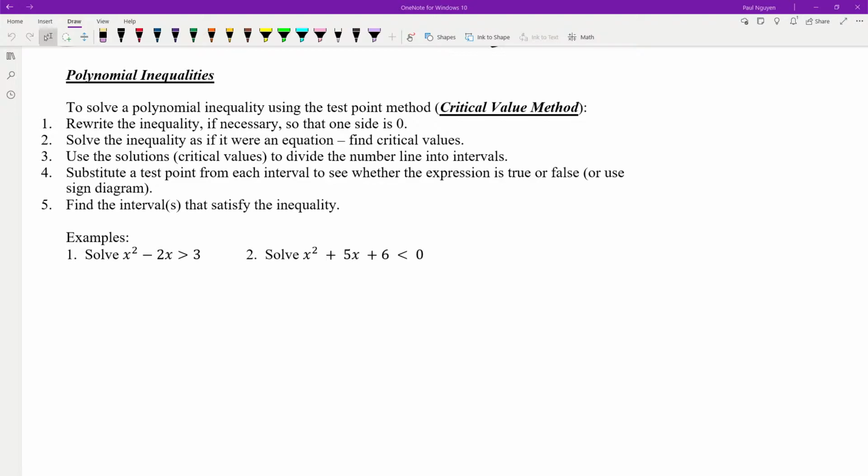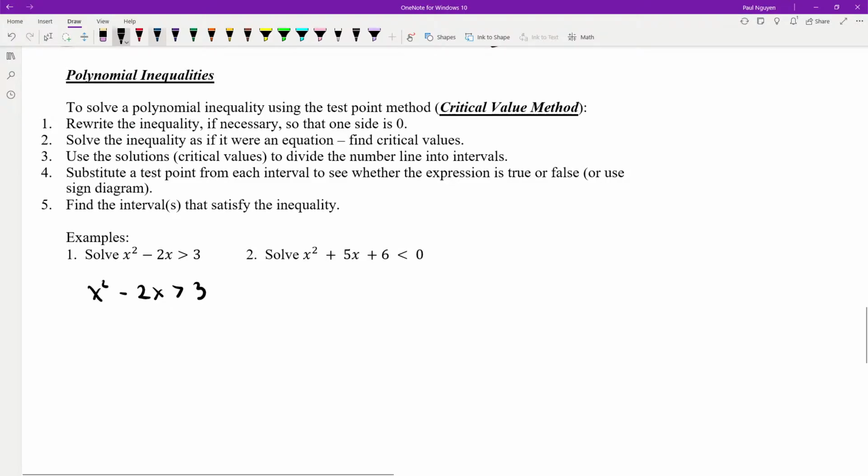We'll use the solutions to divide the number line into intervals. Then we'll substitute a test point from each interval to see whether or not the expression is true or false, and then we'll find the intervals that satisfy the inequality. Let's look at an example. Here I have x squared minus 2x is greater than 3.